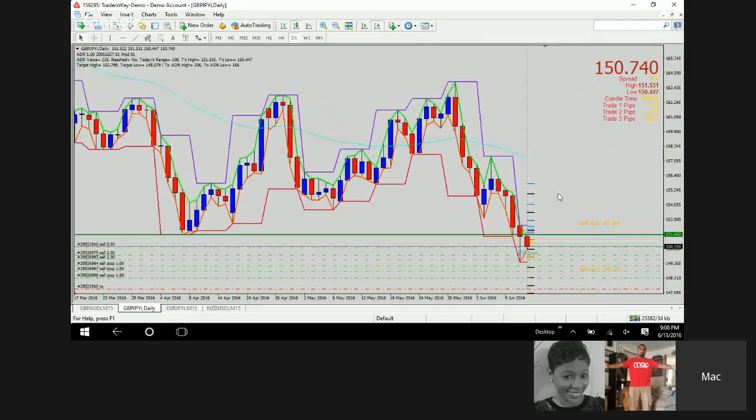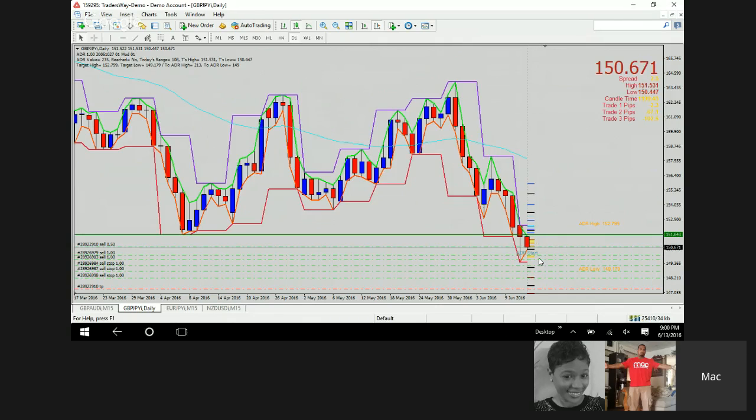Pretty much what I'm waiting for is this pair to come back up. I don't know how far it's going to come back up, so I'm just going to watch it. Once it comes up and shows me the sign that it's getting ready to drop again, that's when we get in for the sell, and we just hold it for the rest of the week or to whenever it starts showing us reversal signs.